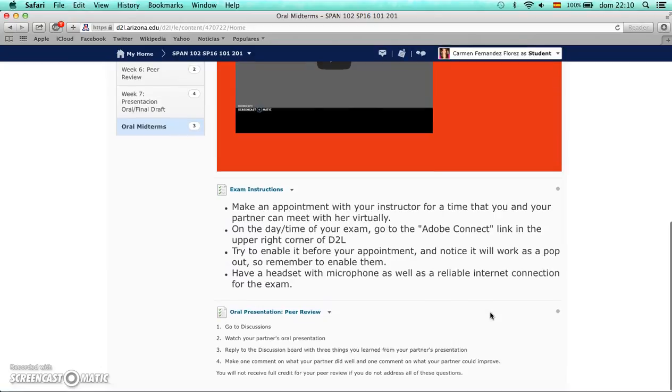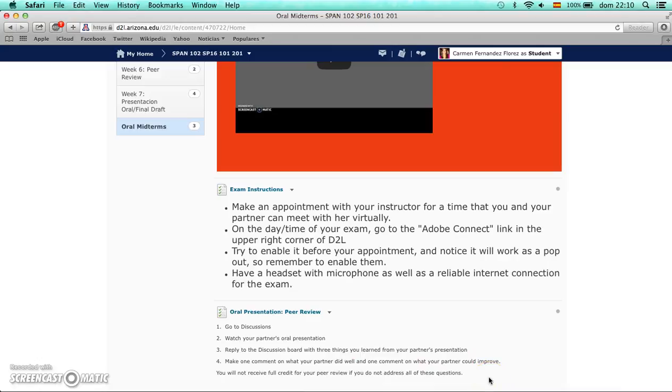And then about the oral presentation peer review, you have to go to discussions, watch your partner's oral presentation. Okay, so again, you are going to review the presentation of the person that you've been working with for the oral dialogues for the whole semester, and reply to the discussion board with 3 things that you learned from your partner's presentation. Make 1 comment on what your partner did well and 1 comment on what your partner could improve.